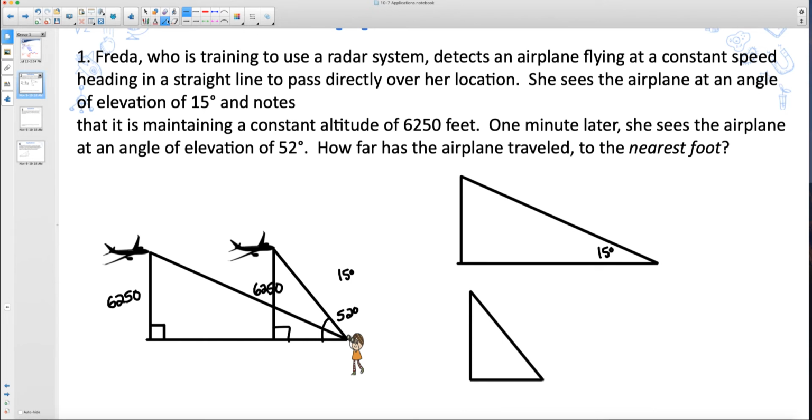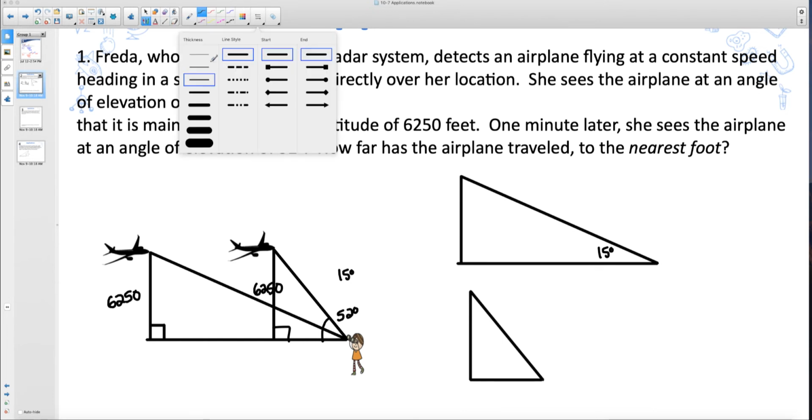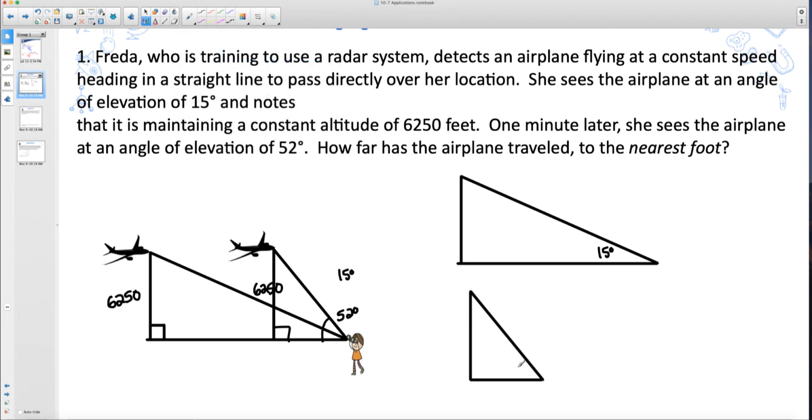Okay, so let's just fill in now that I've separated these. And I think the hardest part is drawing that diagram. It definitely is difficult to figure out, but you need to go through it carefully and see if it makes sense. So both of these would be 6250. Now we want to find how far the plane has traveled, so we want this distance, here to here. So what we can do is figure out this length, call that x, then figure out this length, I'll call that y, and then we'll just subtract the two.